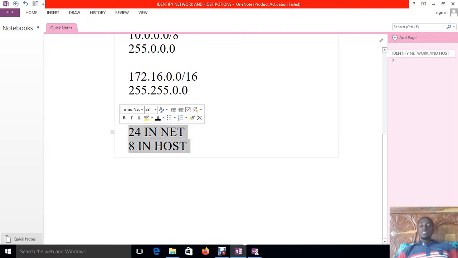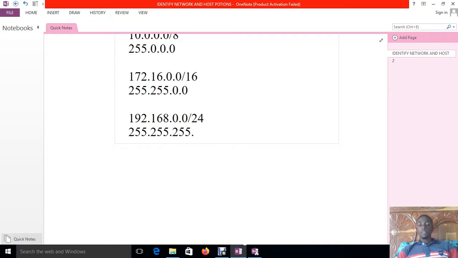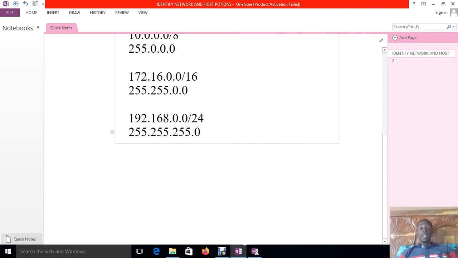For class C, the default subnet mask is 255.255.255.0. This is telling you that the first 24 bits are on, and then the last 8 bits are off, and they can be used by host devices. So the subnet mask tells where the network portion ends and where the host portion begins. So that is one thing.